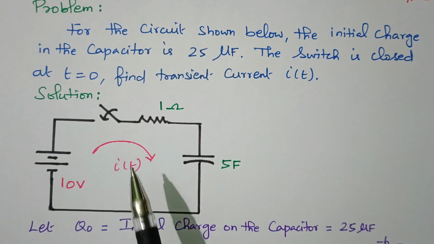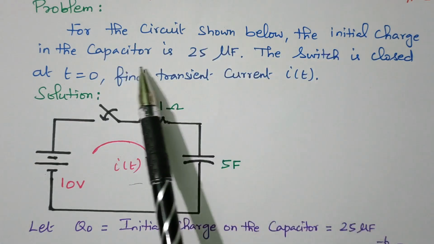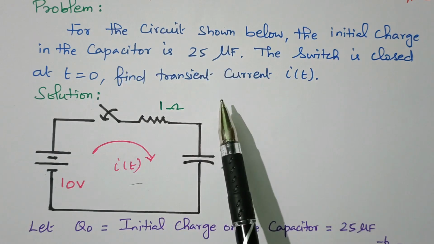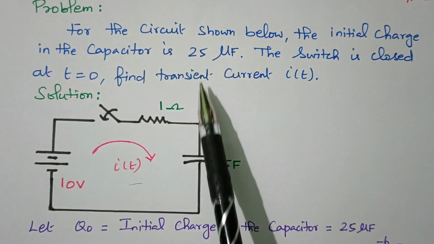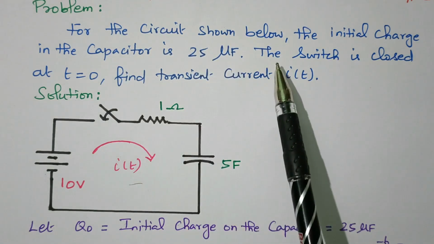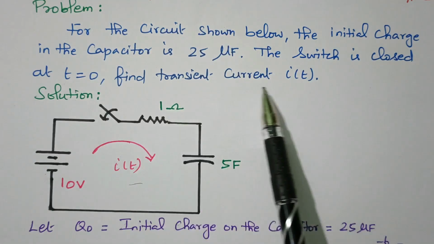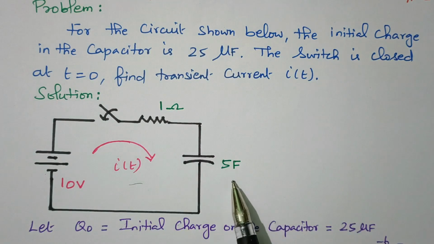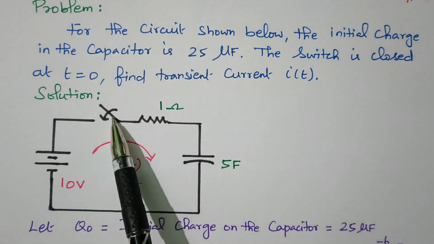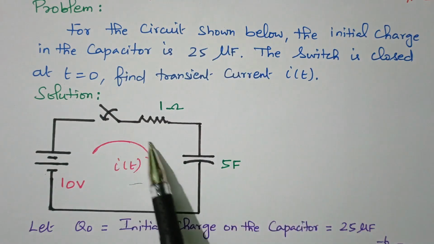The statement of the problem is, for the circuit shown below, the initial charge in the capacitor is 25 microfarad. Before closing the switch, the initial charge available in the capacitor is 25 microfarad. The switch is closed at t equal to 0. Find the transient current. Right? Initially 25 microfarad is available in the capacitor. So after closing the switch at t equal to 0, we need to find the transient current, i of t.